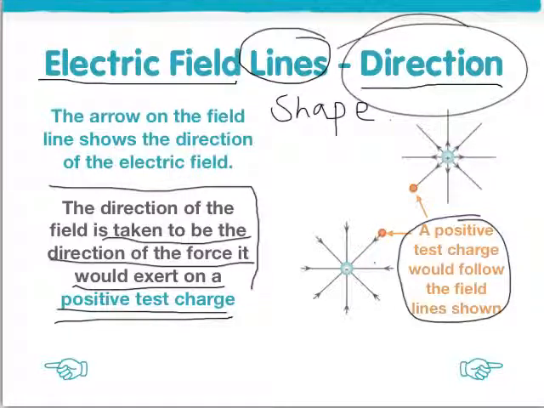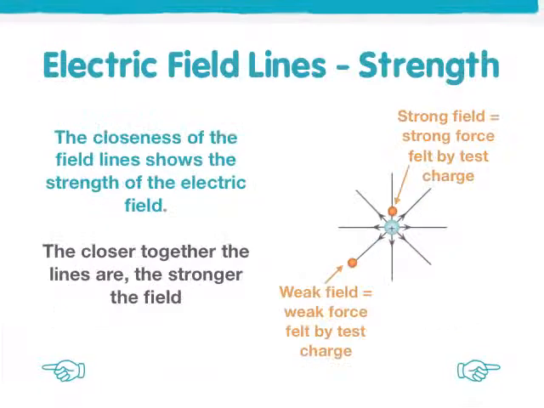So if this negative point charge is causing a field which looks like this one, a positive charge would move towards the negative charge because they attract. So the arrows on the field lines point towards the center. Similarly, if I was to put that positive charge in this field, the field caused by a positive charge, then there would be repulsion. The object would move away, so therefore the field lines point away from the center. So now we're clear on direction, let's have a look at the shape.